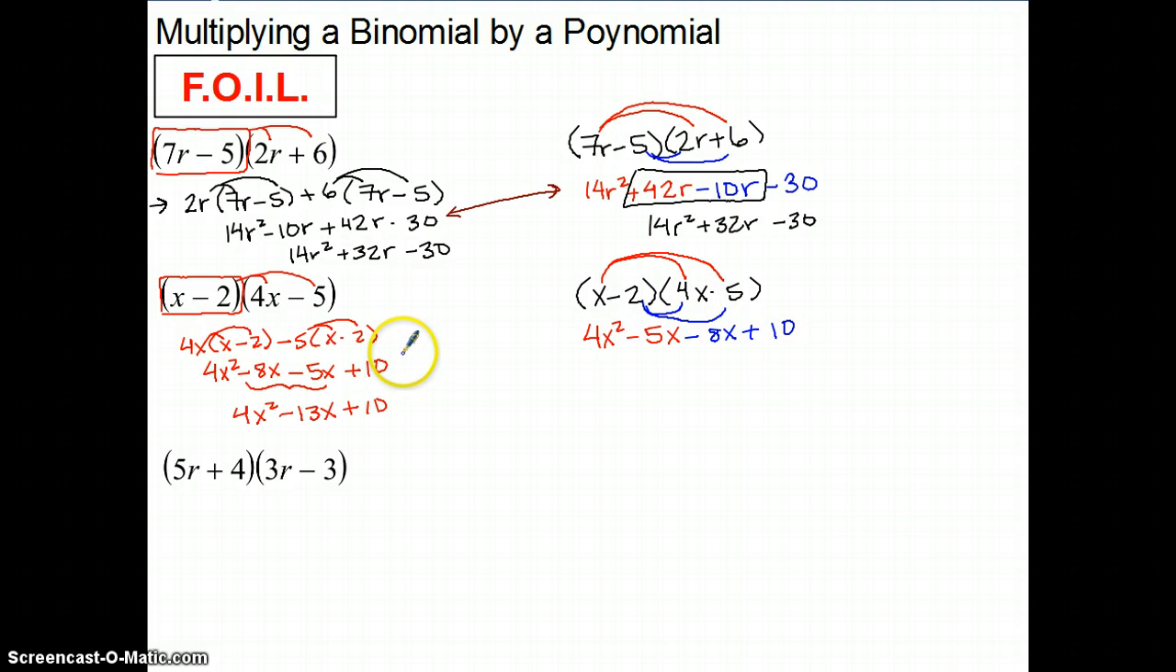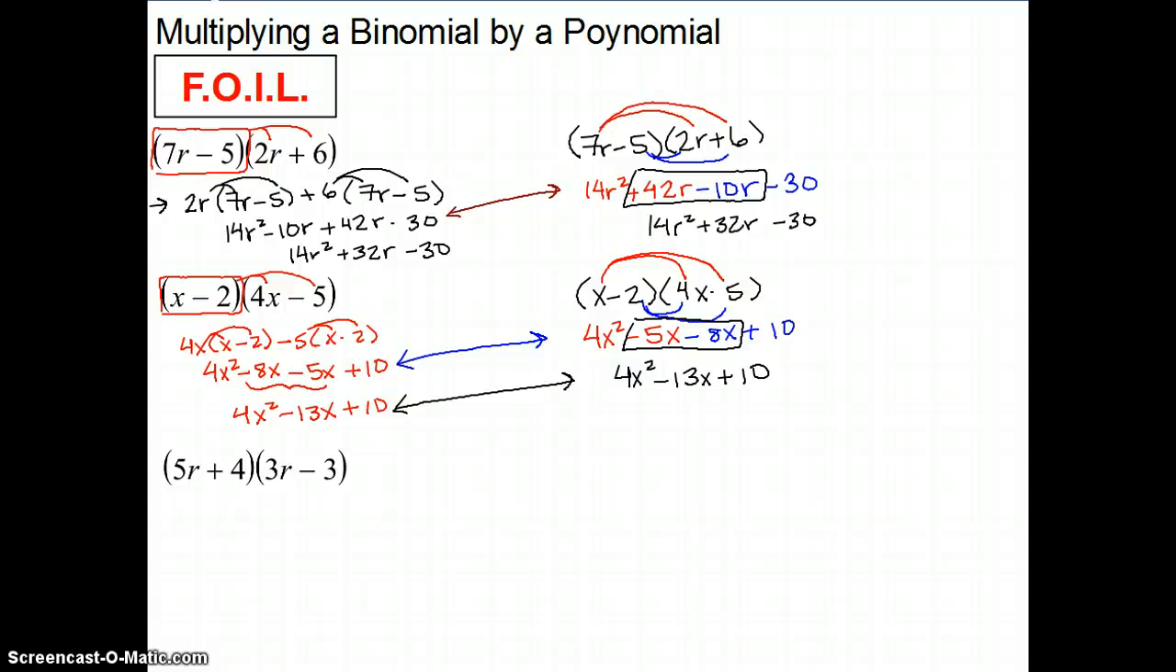Again, as you notice, this is almost identical to the second step that we had on the left. Now combining like terms in the middle, I have 4x squared minus 13x plus 10, which is the same thing that we ended up with on the left. So now on the bottom, I am going to skip distributing the 5r plus 4 and simply distribute my 5r to both terms on the right and distribute my 4 to both terms on the right.